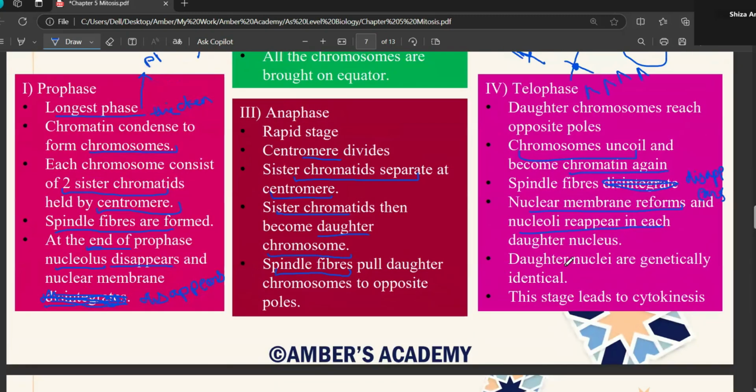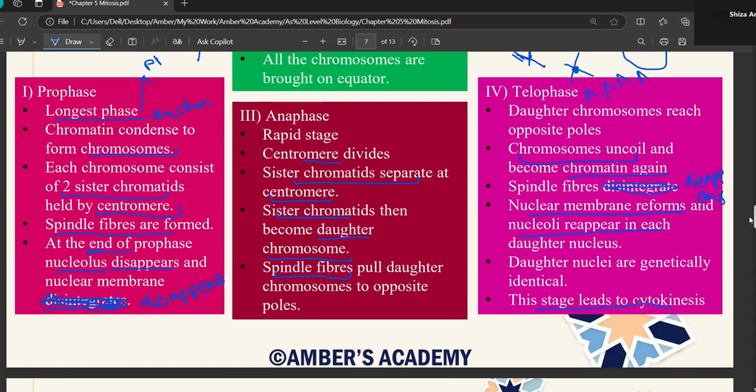And after that we say that your daughter nuclei are genetically identical, which is the main motive of mitosis, that you produce nuclei, you produce genetic material which is similar, which is identical to your parent cell. And this stage leads to cytokinesis. To first understand what cytokinesis is, telophase marks the termination of mitosis.